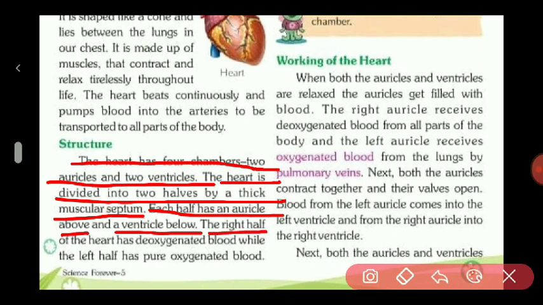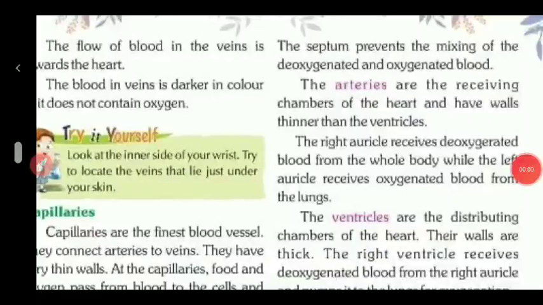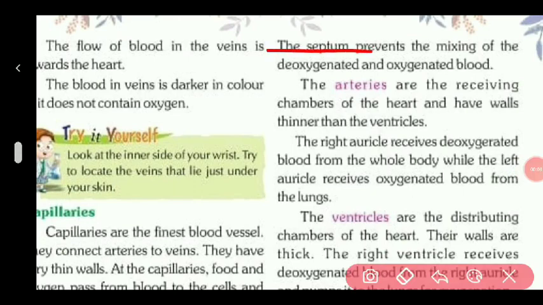The right half of the heart has deoxygenated blood. Deoxygenated blood means impure blood, while the left half has pure oxygenated blood, which means the blood which contains oxygen. The septum divides the heart into 2 equal parts, and it prevents the mixing of deoxygenated blood, the impure blood, and the oxygenated blood, the pure blood.